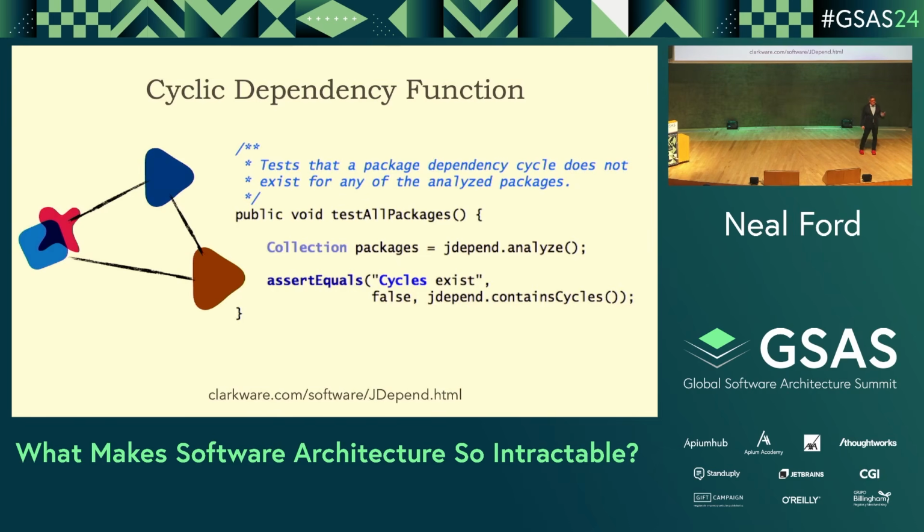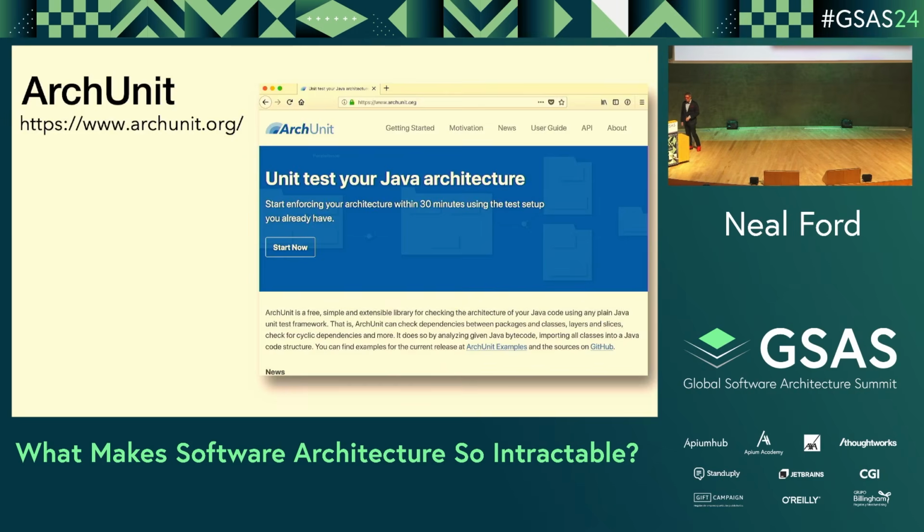You wire this into your continuous build, and now you don't have to worry about developers accidentally creating cyclic dependencies between your components as they're building your software. This is a way to validate really important architectural concerns in an automated way over time.